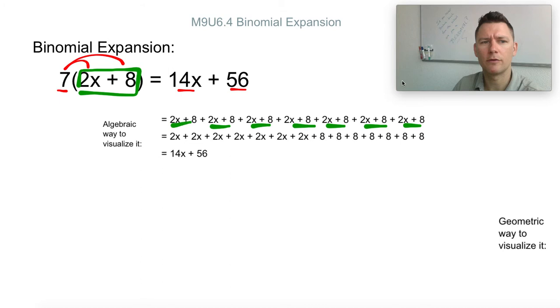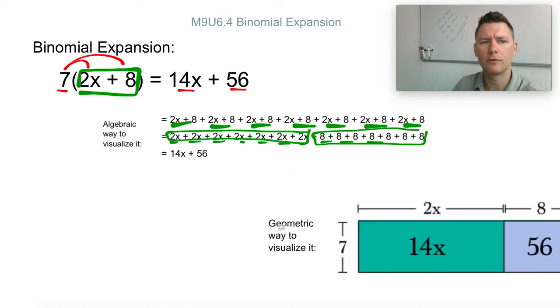Sorry, I was frozen. We've got 1, 2, 3, 4, 5, 6, 7 of these. If you rearrange and put all the 2x's together, you have 7 of those. If you put all the 8's together, you have 8 of those, right? There's 8 of those. And you can just count them up: 2x, 4x, 6x, and so on. You get 14x and 56 from the 8's. Same sort of thing.